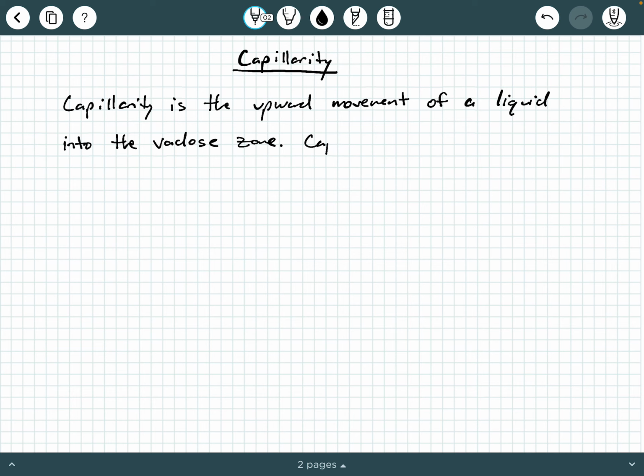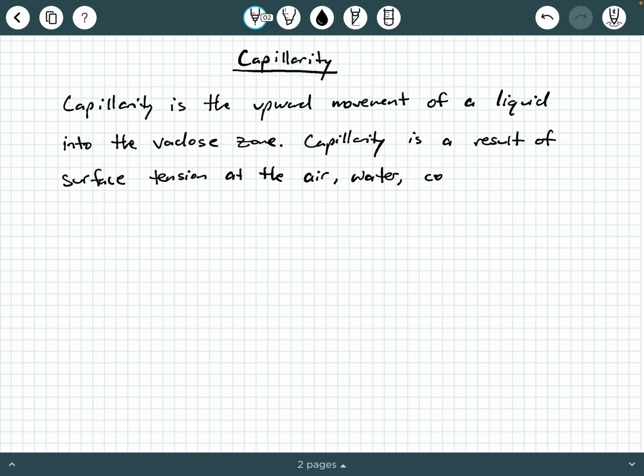Okay, so we're going to write: capillarity is a result of surface tension at the air, water, soil, grain interfaces. Okay? Now, it turns out we see this phenomenon of capillarity in another setting, or we have seen it before in another setting.